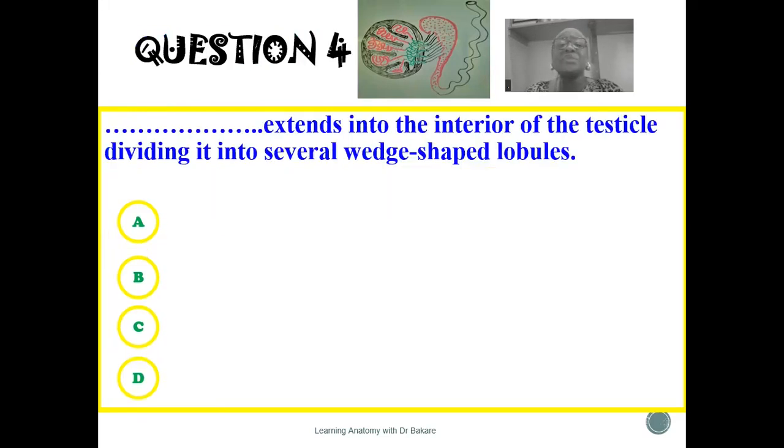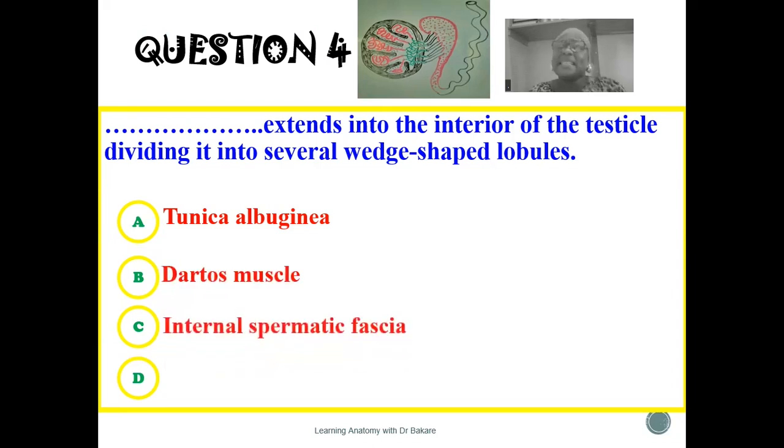The fourth question reads that dash extends into the interior of the testicle, dividing it into several well-shaped lobes. So which of these structures is responsible for this action? Is it the tunica albuginea? Is it the dartos muscle? Is it the internal spermatic fascia, or is it the external spermatic fascia? So which of these structures is responsible for dividing the entire testis into lobes? This is what this question represents.